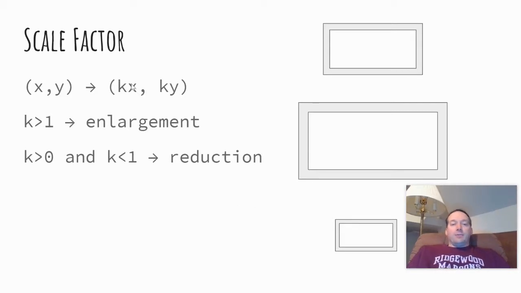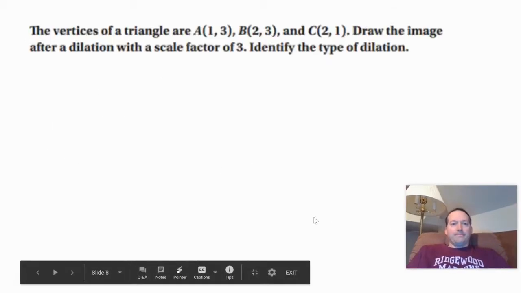So think about it, right? If you multiply something by a half, it gets smaller. If you multiply something by a third, it gets smaller. If you multiply something by 5/6, it still gets smaller. That's why it's a reduction. So if this is the original, if you're multiplying it by something larger than 1, it becomes an enlargement. If you're multiplying it by something between 0 and 1, it becomes a reduction, like this one down here.